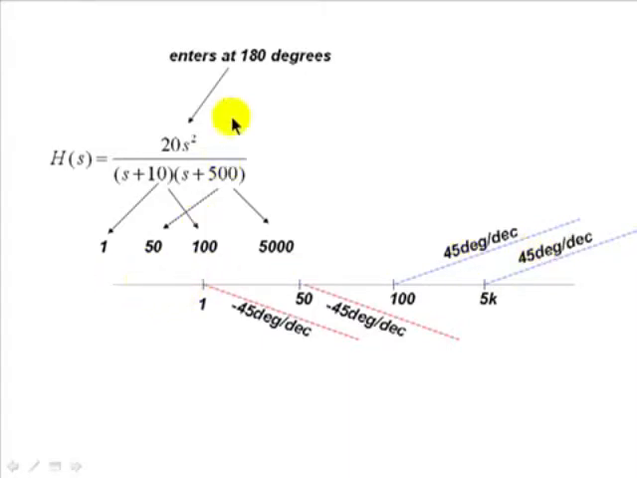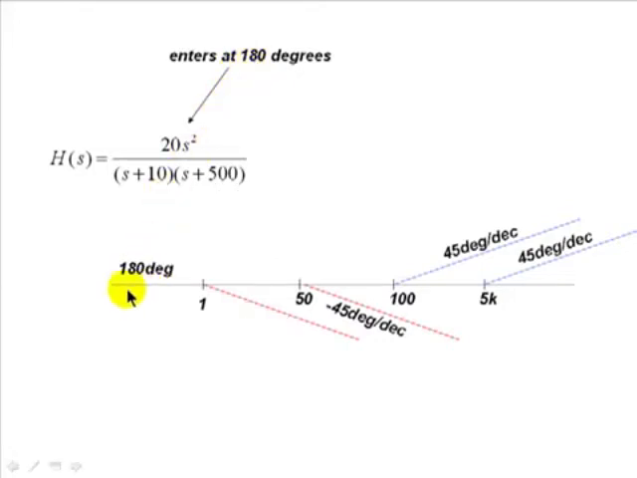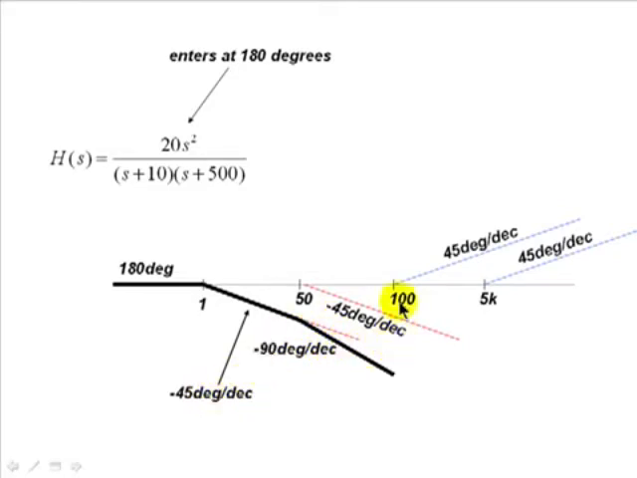We enter horizontally at 180 degrees, like so. Bam. At 1 radian per second, we follow this curve down up to 50 radians per second, where the slope gets steeper. We go from negative 45 degrees per decade to negative 90 degrees per decade up to 100 radians per second. There, the inclusion of this positive 45 degrees per decade reduces the decline of the curve. We are back at negative 45 degrees per decade. And when we add this plus 45 degrees per decade, we bring that curve to a horizontal line.